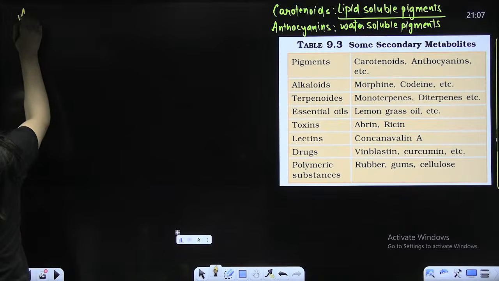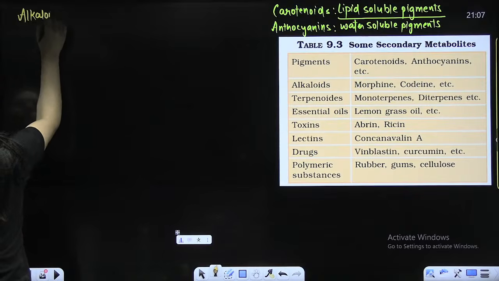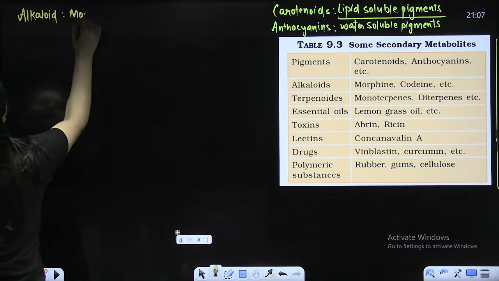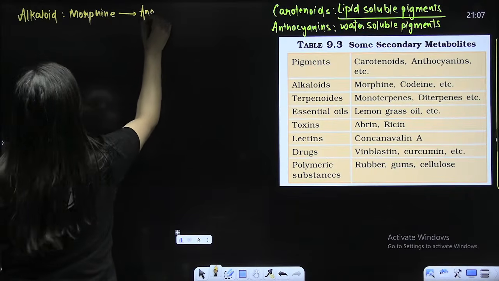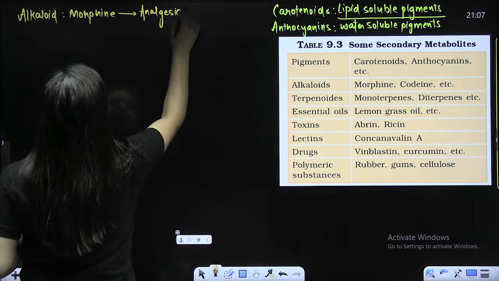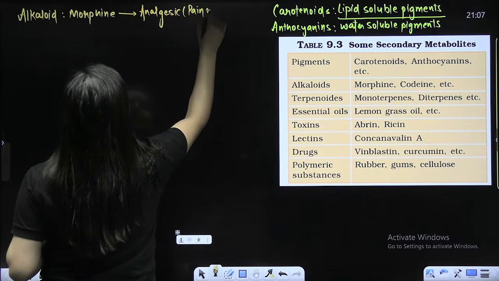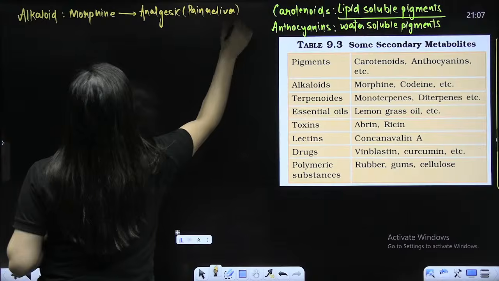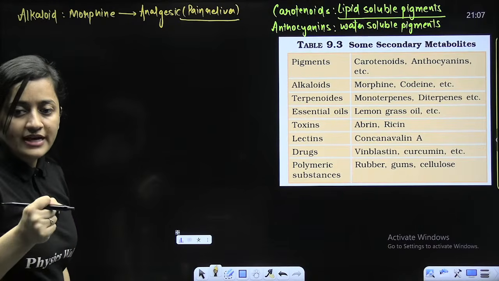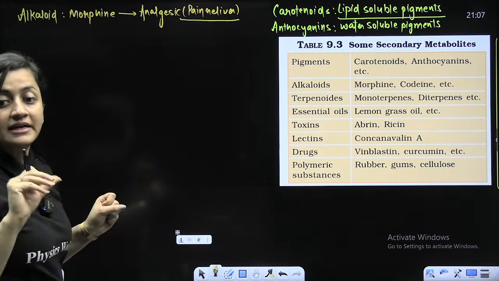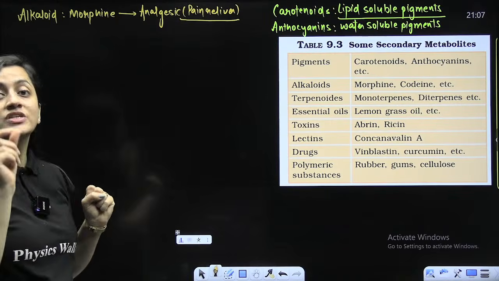Now, the next chemical compound is alkaloid. In alkaloids, the very first thing they mention is morphine. Morphine is an analgesic. What is the meaning of analgesic? Analgesic means pain reliever. It helps us get relief from pain. That is the technical term we use, analgesic.